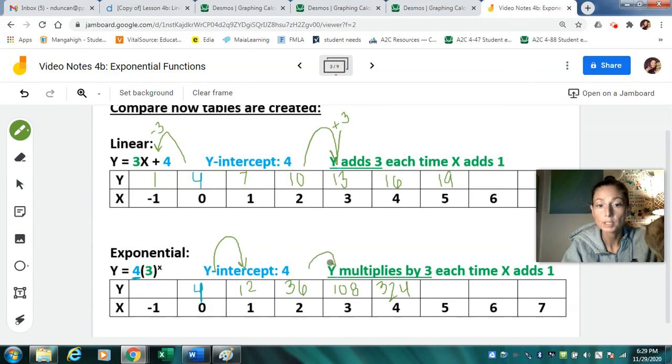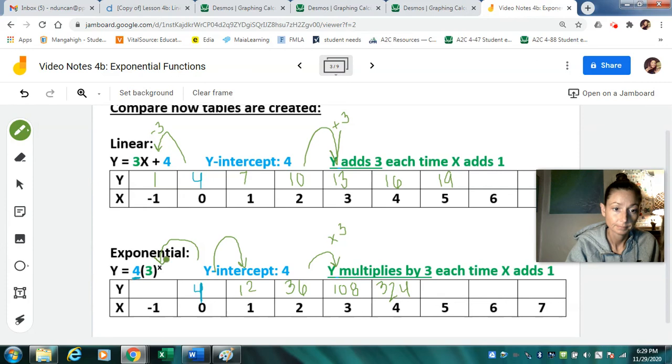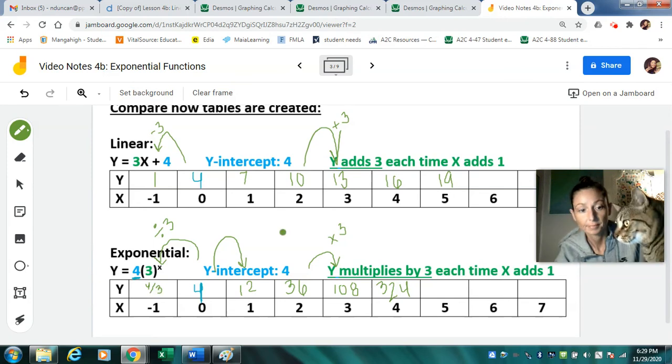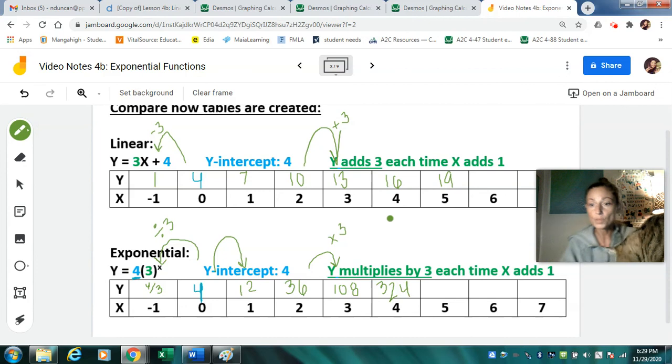So we're always multiplying by 3. Then to go backwards, we would do the opposite of multiplying. We would divide by 3. So I'd have 4 divided by 3, and you could actually just write that as a fraction, 4 thirds. All right, so that's how you do a table. Very similar, but we're doing multiplication and division instead of addition and subtraction.